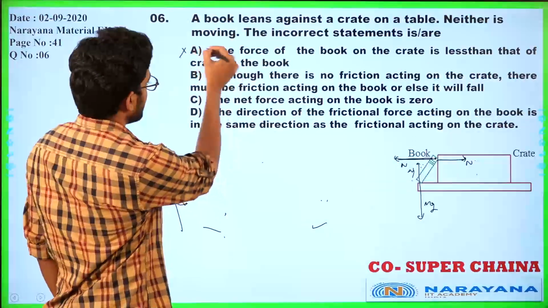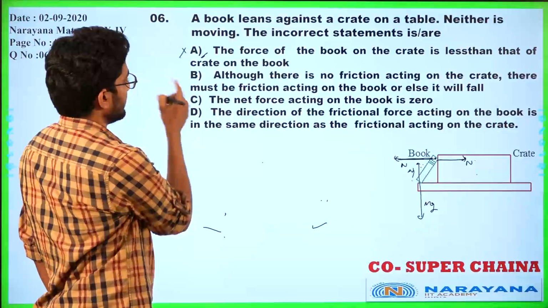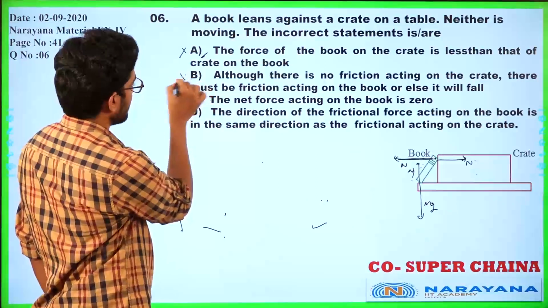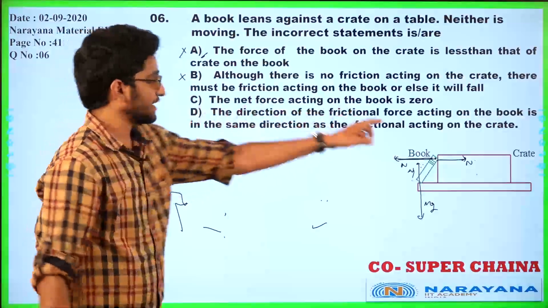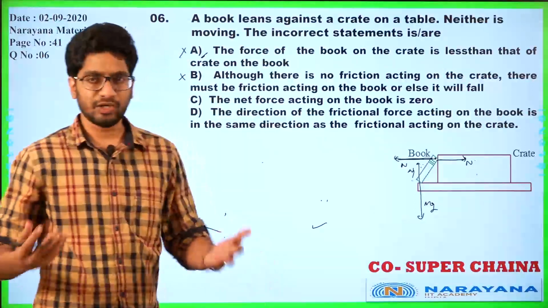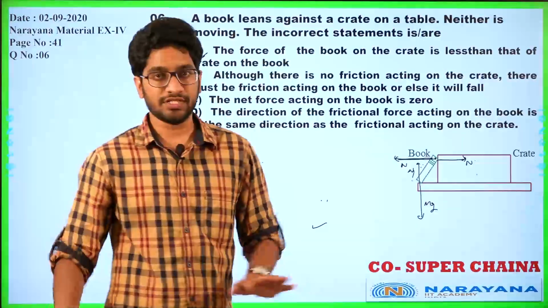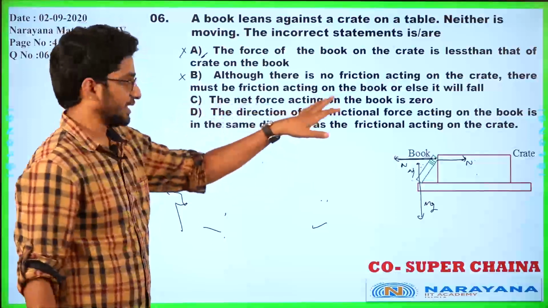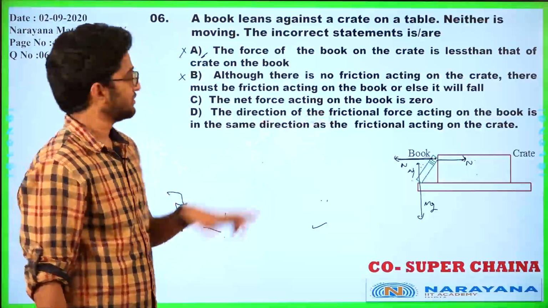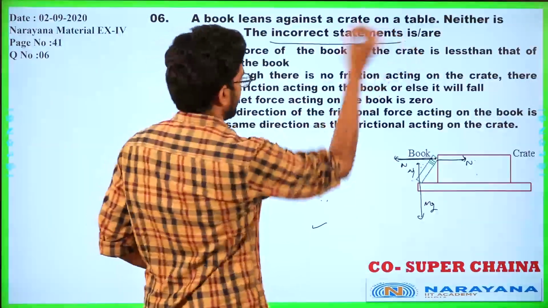So this is an incorrect statement. So this is one of the answers. These are incorrect statements; I am marking only incorrect statements. Next, net force acting on the book is 0. Obviously, it is not moving. It is in equilibrium, which means net force is 0. So this statement is a correct statement, and it is not the answer. You need incorrect statements.